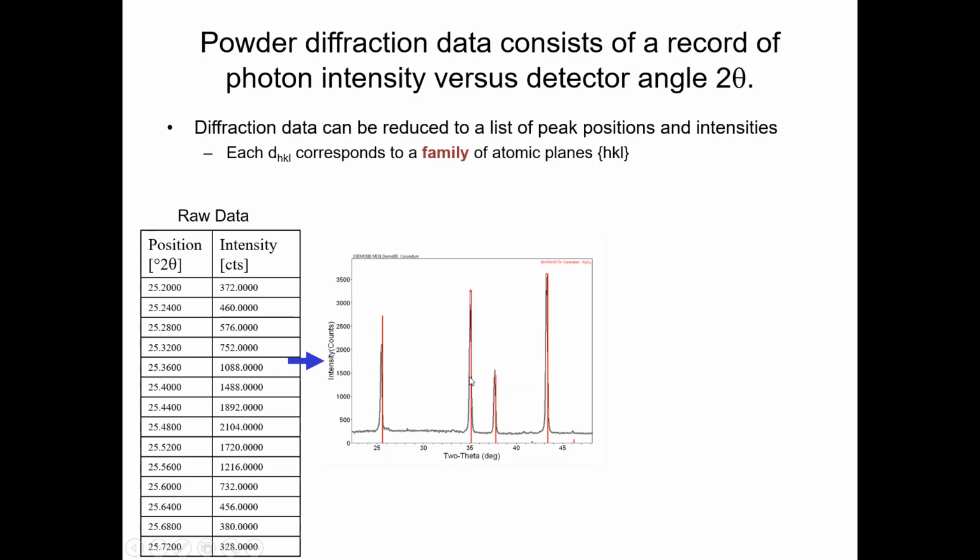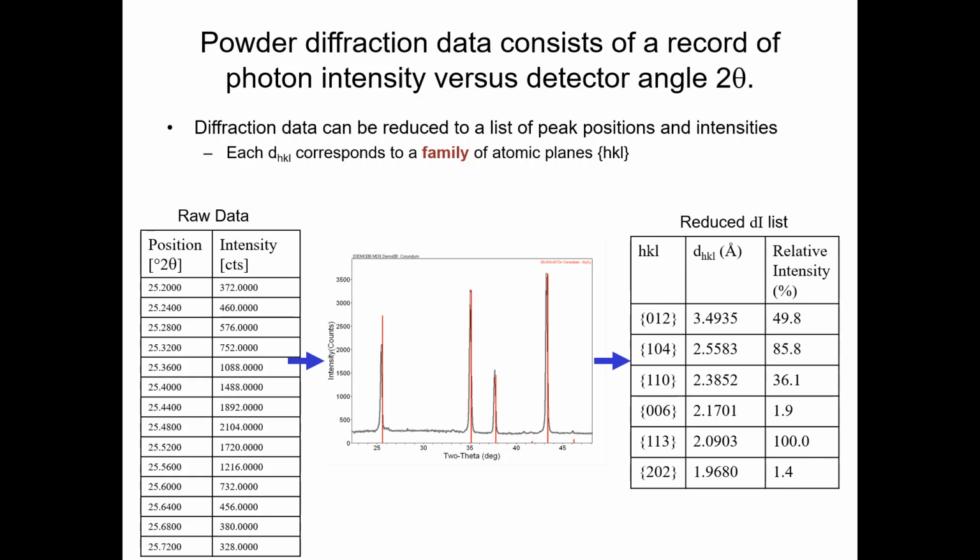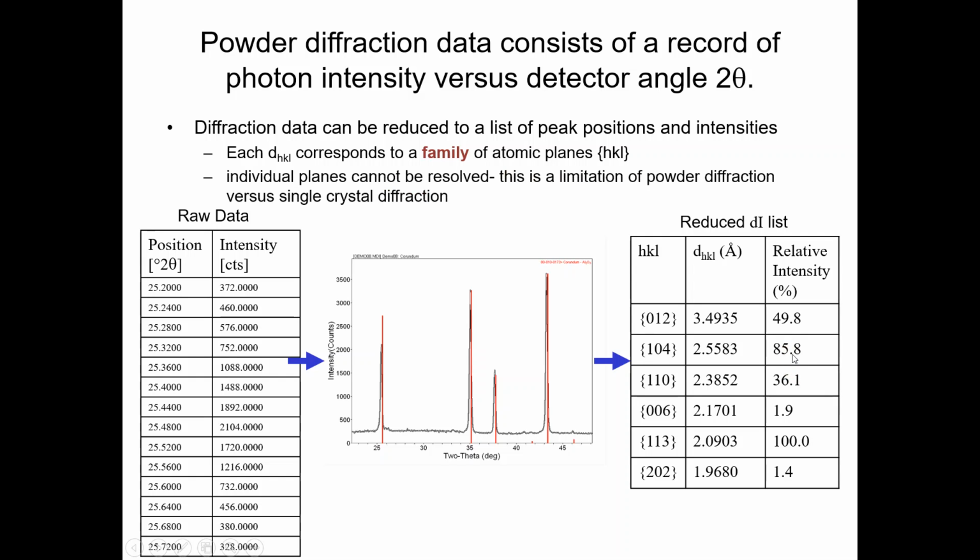Each d-spacing corresponds to a family of atomic planes that we denote by HKL. All the d-spacings that you can see here, in angstroms, correspond to different planes with the relative intensity. You can check it by yourself. Individual planes cannot be resolved. This is the limitation of powder diffraction versus single crystal diffraction.